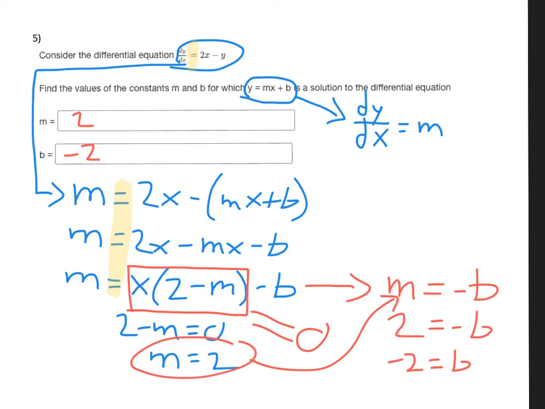Often I feel like some of the earlier parts of this FRQ were a little more straightforward, and so this last part is a little trickier. You often have a little bit of a balance there.